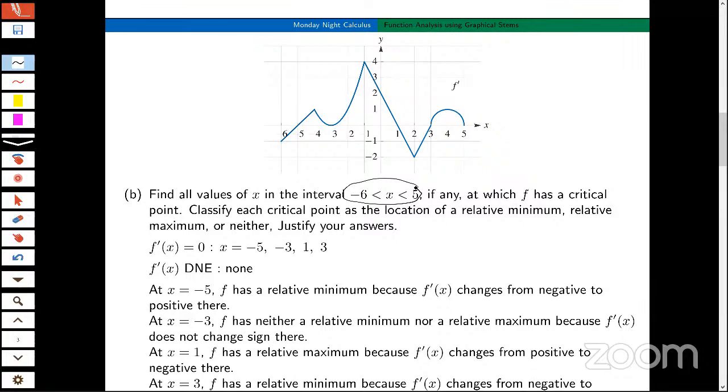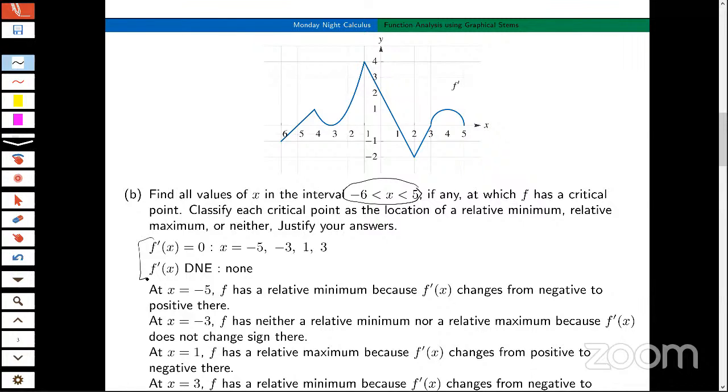So, okay, critical points are critical values. It's kind of odd. We say critical points, but we're really finding a value of x. We often think of points as coordinates or an ordered pair. So I have to find all the places where f prime of x is equal to 0 or where f prime of x does not exist.